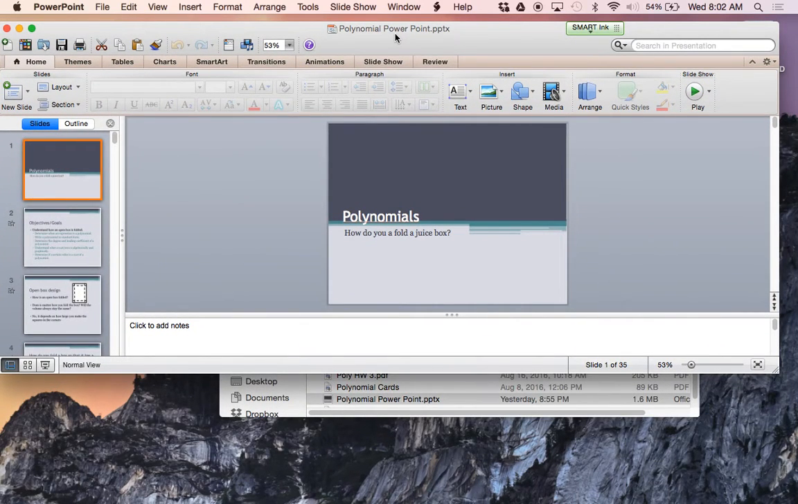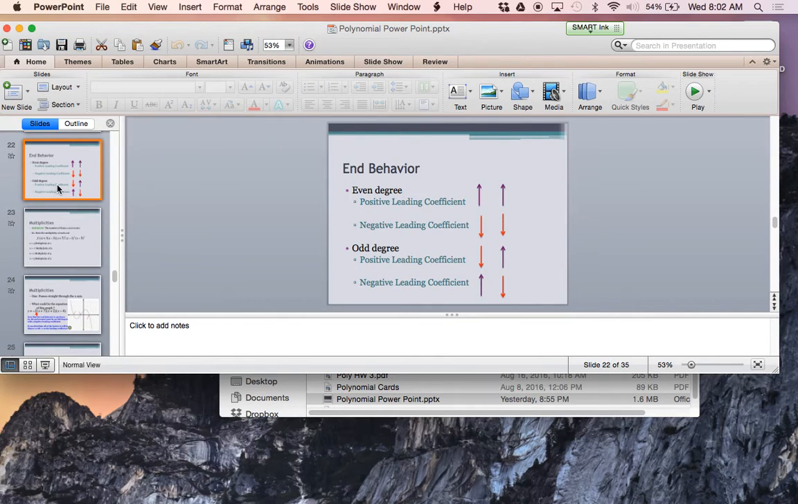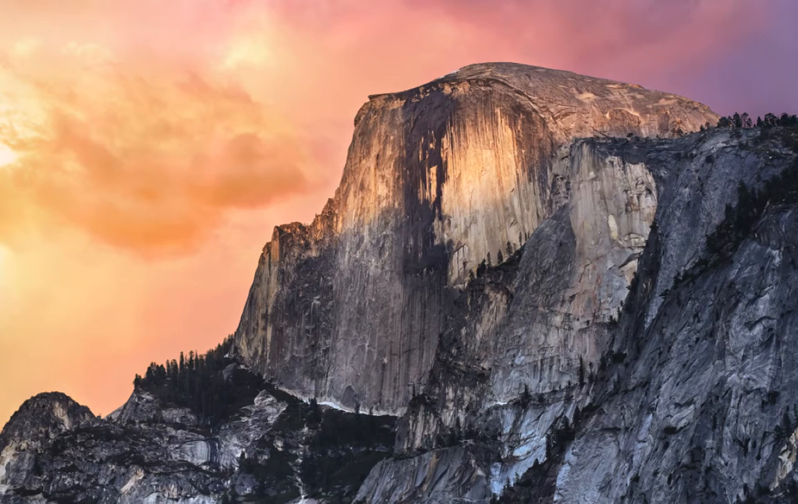So today we're going to continue our discussion of polynomials, and we're just going to start off where we stopped. Let me find that place here. Alright. Discussed was end behavior, and we said that if the degree of the polynomial is even, it's either going to be up, up, or down, down.